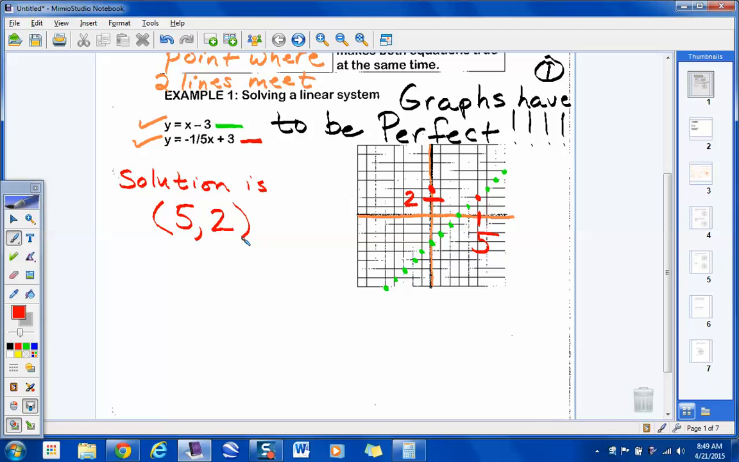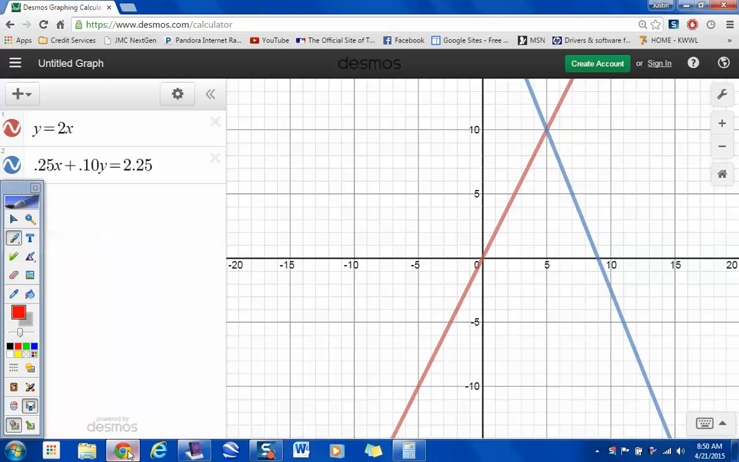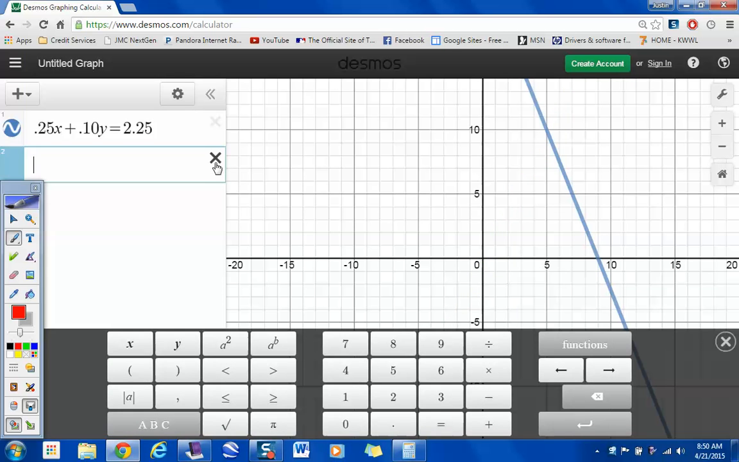One thing about your Desmos calculator is it's pretty neat. I think it's pretty dang neat. Why don't you just follow through with me here. I'm going to write the two equations over here on the board. One of them was y equals x minus 3, wasn't it? Yeah. And the other one was y equals negative 1/5 x plus 3. Yeah. Check this out. For this first one right here, y equals x minus 3.